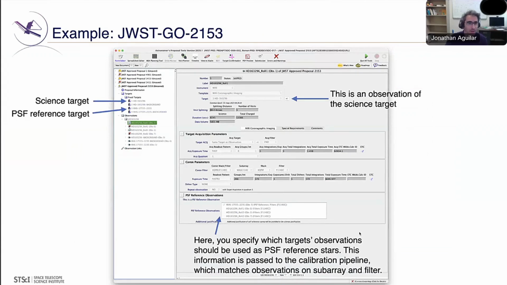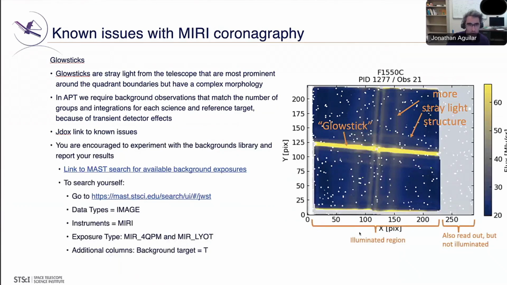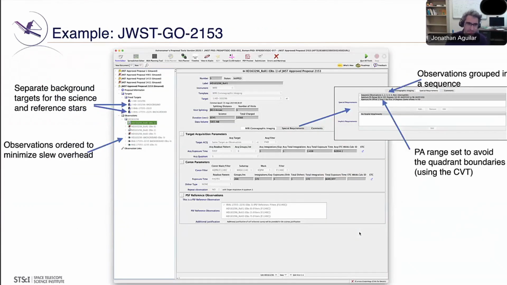Here's an example of how you specify your reference targets, your science targets. How do you tell which study to use as a reference? I'm moving fast because I really want to make sure we have time for spaceKLIP. You set your PA range and the special requirements, sequence them. Okay, and so this is APT. You can also contact us. We're happy to work with you on your APT program.